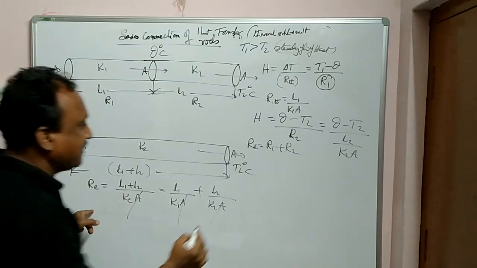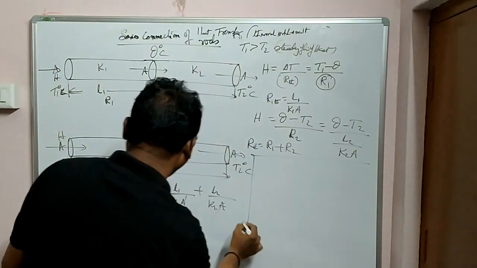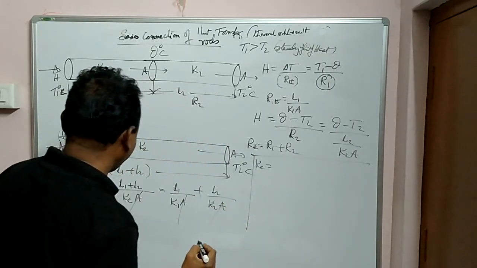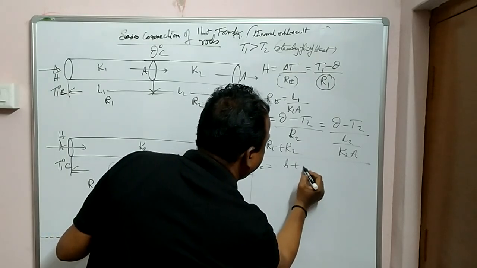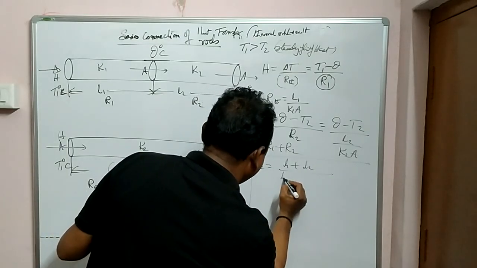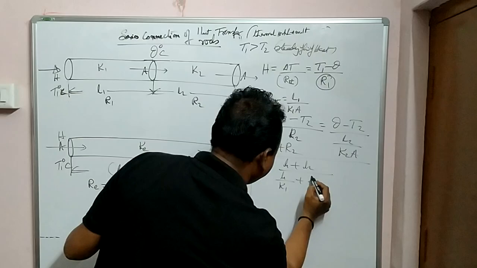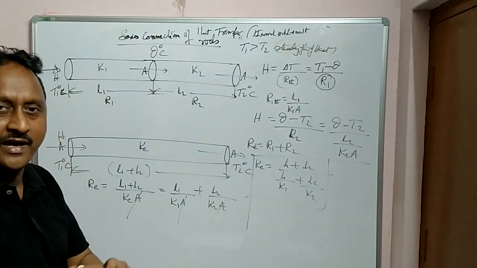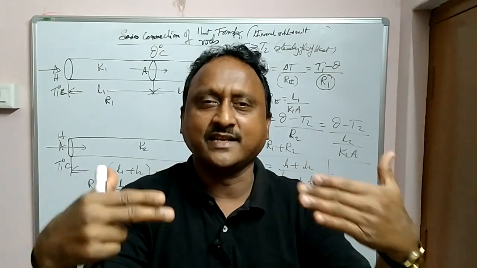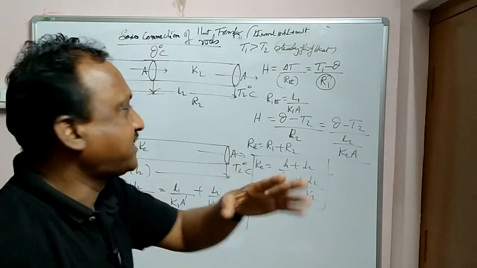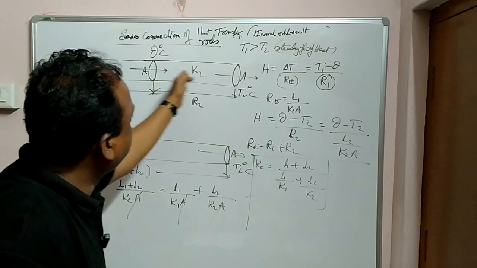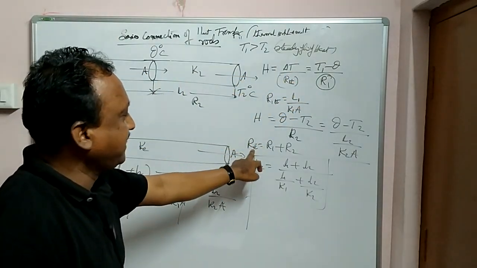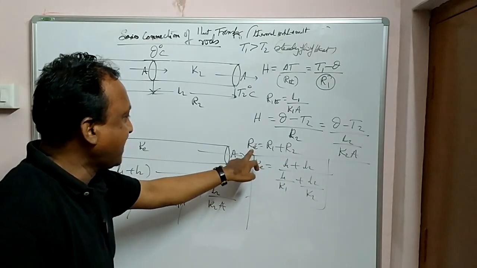Now I want Ke. So from this, what is the Ke value? Ke, the effective value of the coefficient of conductivity, is L1 plus L2 by L1 by K1 plus L2 by K2. So this is the derived formula. And when two rods are connected in series connection, heat is constant. Whatever Q is going, same Q will be going throughout. So you can apply the formula Re is equal to R1 plus R2.